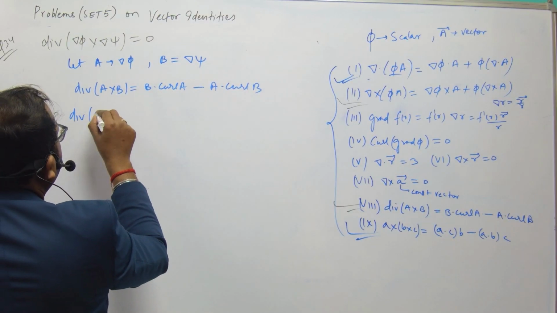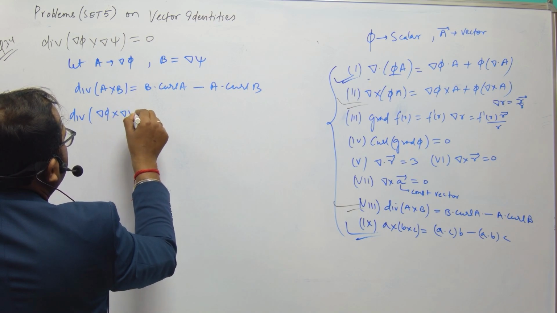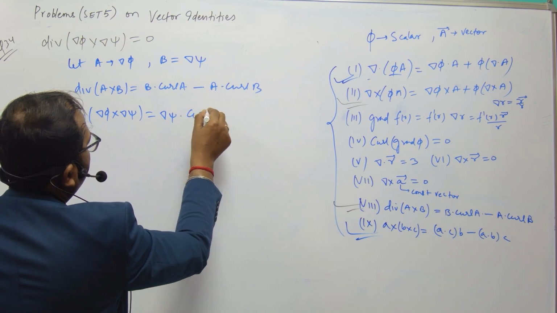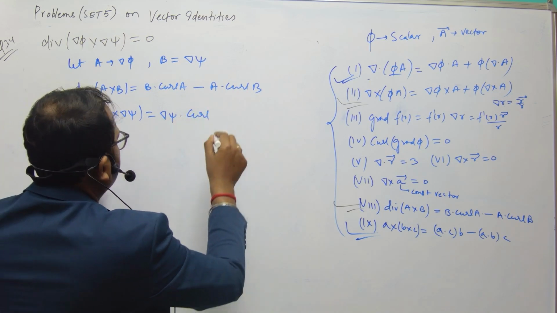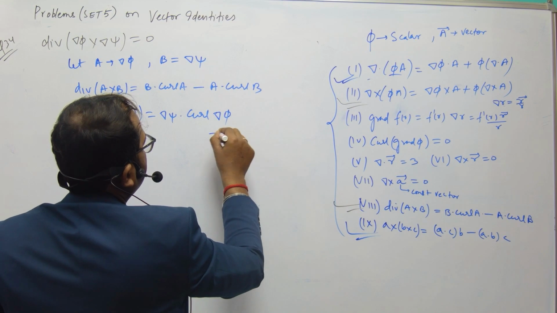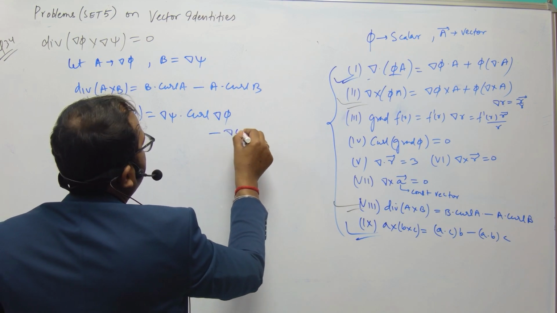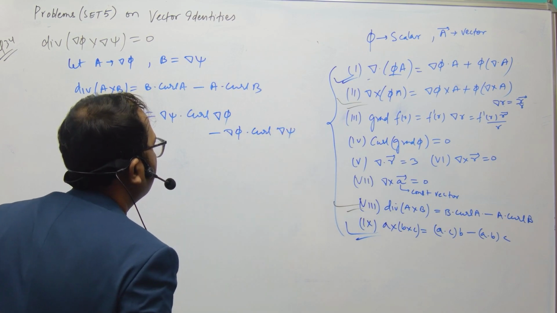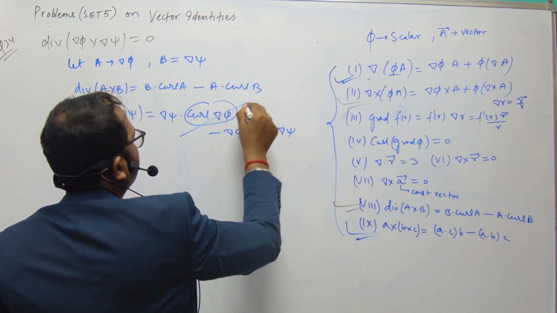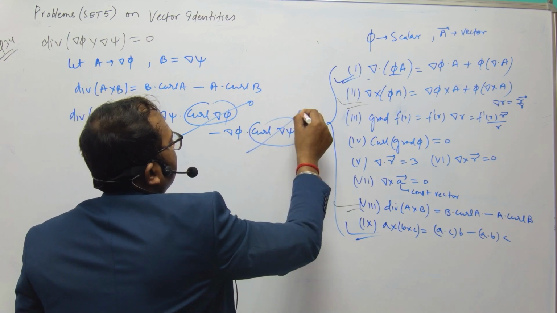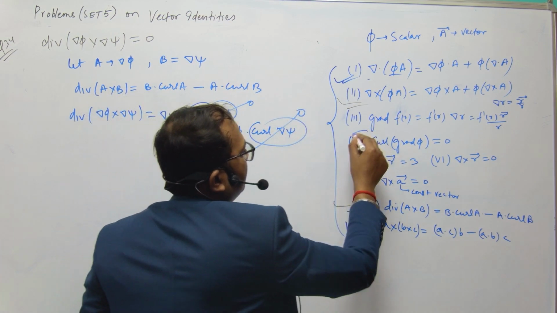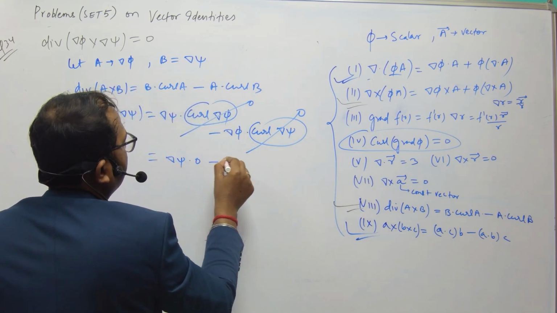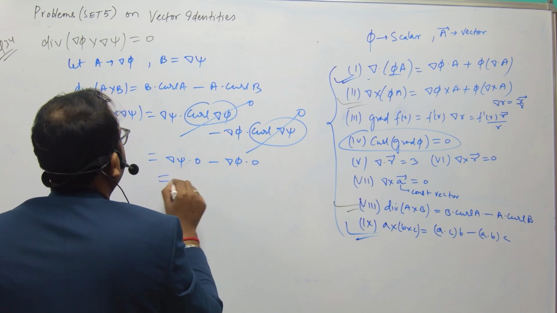Divergence of del phi cross del psi equals B, which is del psi, dot curl of A, which is del phi, minus A, which is del phi, dot curl of del psi. Curl of gradient of phi is 0, and curl of gradient of psi is 0. So this is del psi into 0 minus del phi into 0, which equals 0.